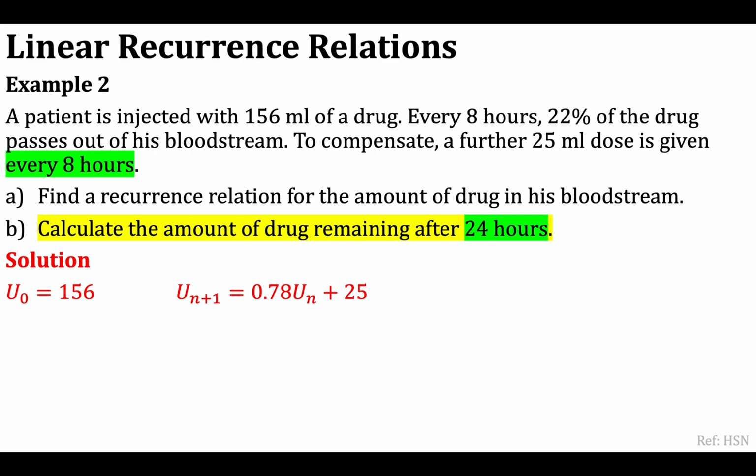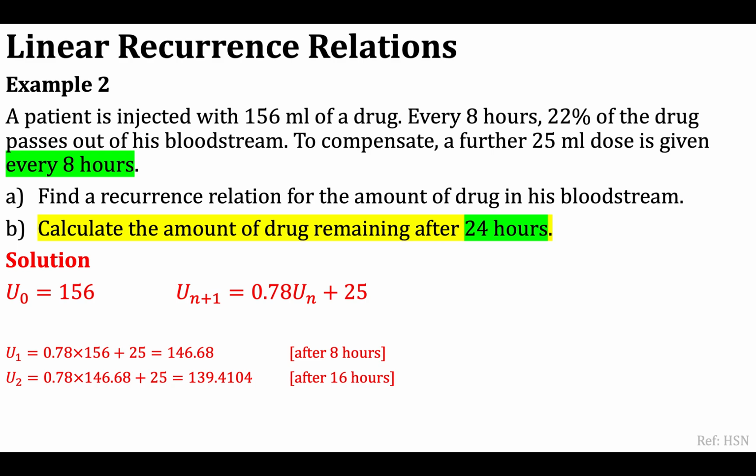So you really need to be reading the questions quite carefully here to make sure that you're calculating the correct term in the sequence. So U1 firstly is equal to 0.78 multiplied by U0, which is 156, plus 25, and that's equal to 146.68 millilitres. Like I said earlier, that's after 8 hours. That's what's remaining in the patient's bloodstream.